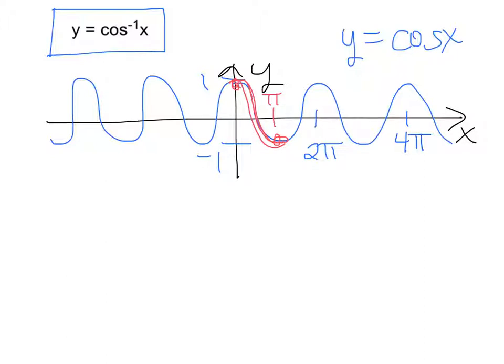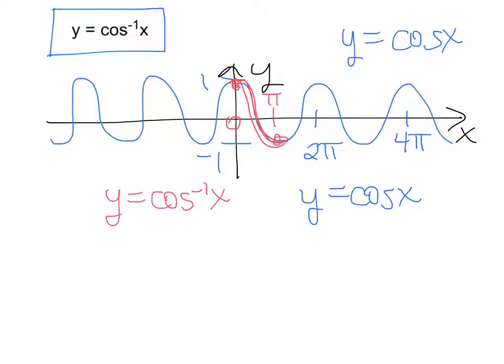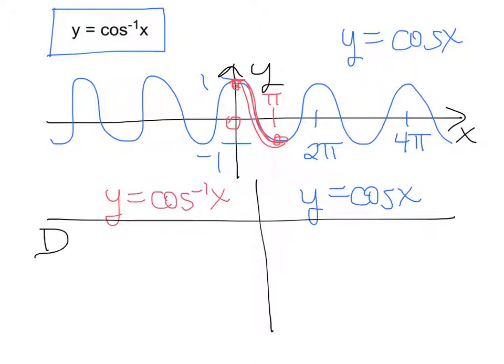That piece passes the horizontal line test. There's no horizontal line that you can draw that will pass through that little red piece more than once. And so that piece does have an inverse. So let's look at the two functions, y equals cos x with its restricted domain, and y equals cos inverse of x. And let's talk about the domain and the range of these two functions.